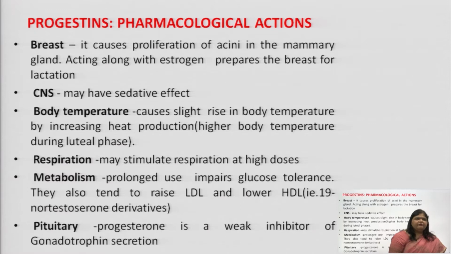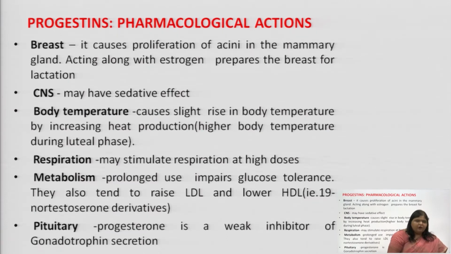Then it may have sedative effects. It causes a slight increase in body temperature. Slight increase means it may be a 0.5 degrees centigrade increase in the body temperature. How does it increase? It slightly increases the heat production, and this is responsible for the higher body temperature during the luteal phase. Then it may stimulate the respiration at higher doses.